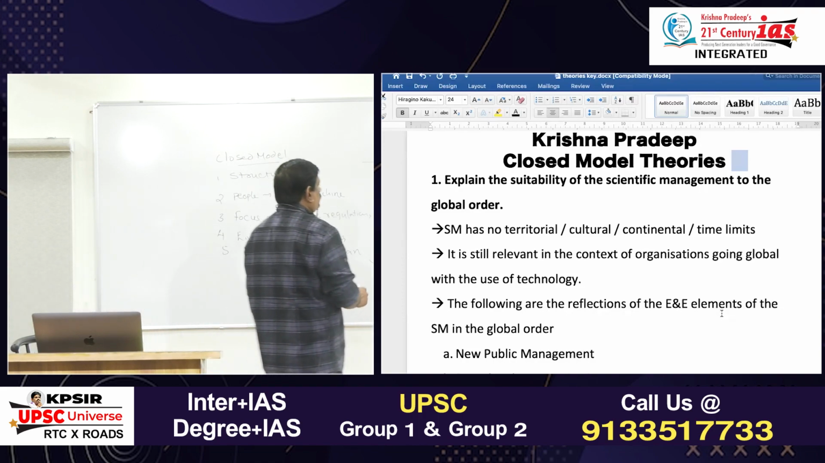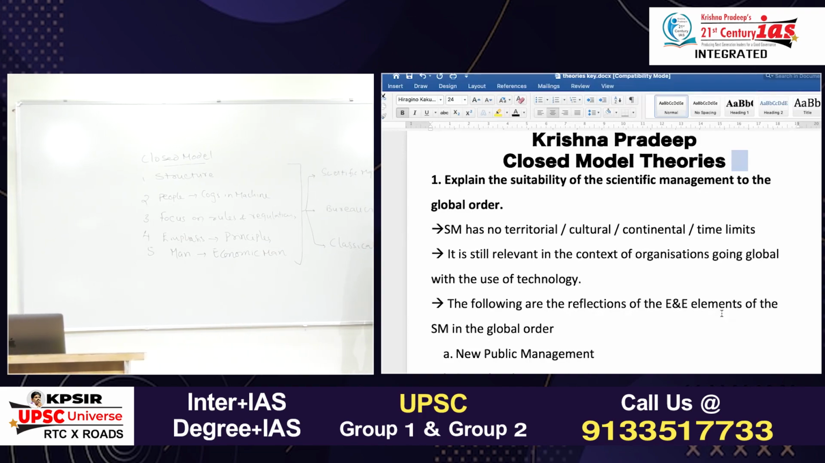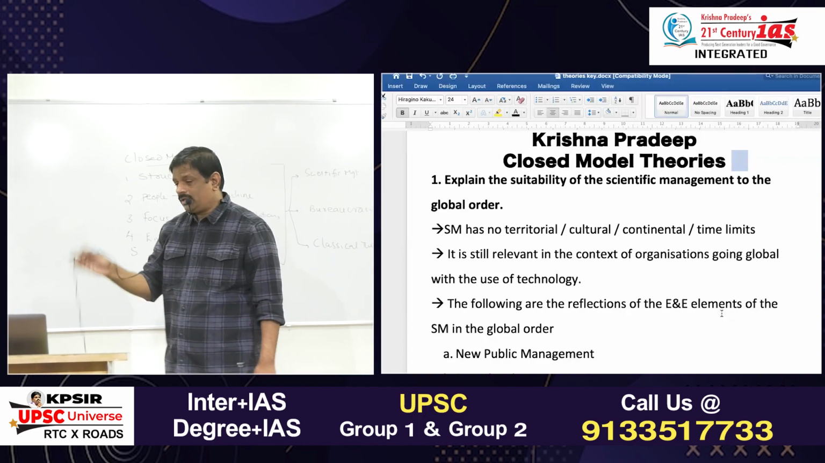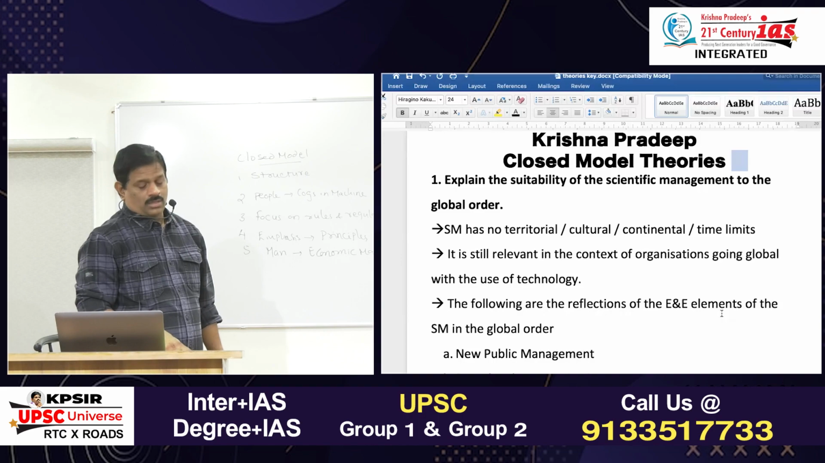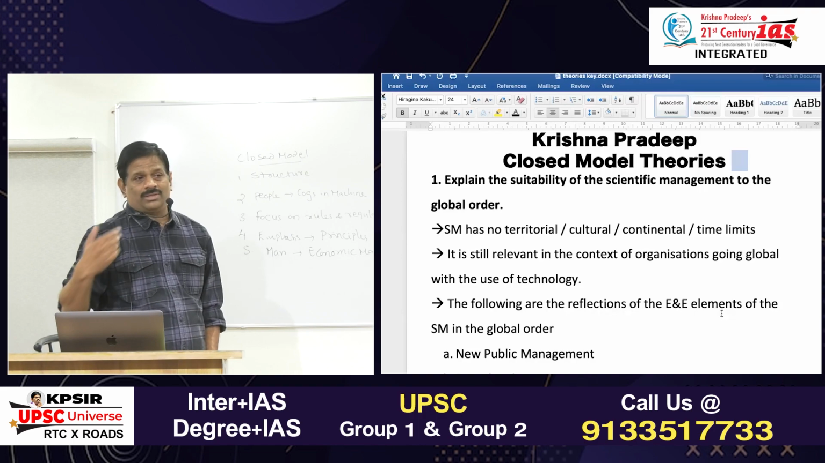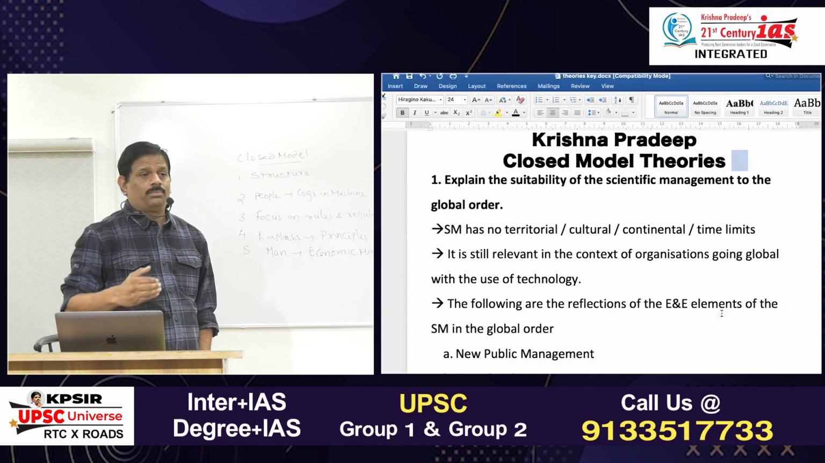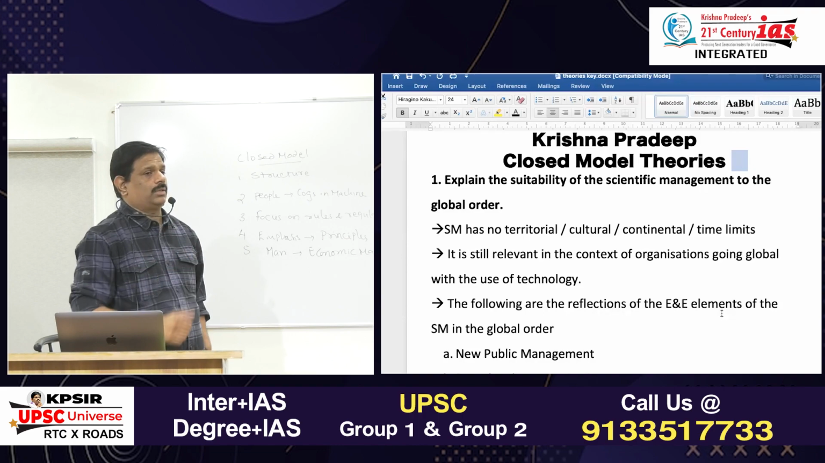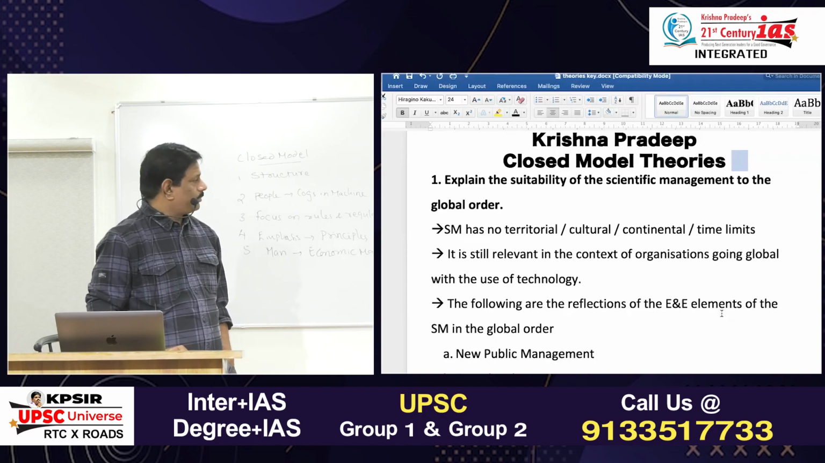Apart from their basic theoretical aspect, the approach to the study would be understanding the context of each theory, that is the background in which the particular theory was developed. Suppose the scientific management theory. It was developed in America in the background of the second industrial revolution. Just like we are at present in the fourth industrial revolution, the first industrial revolution took place in Britain, and the second in America.